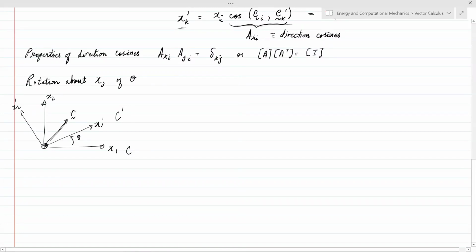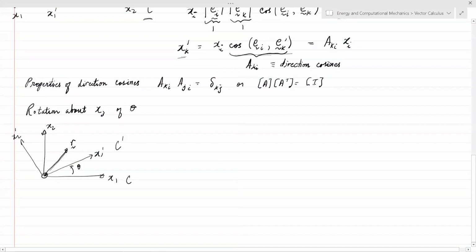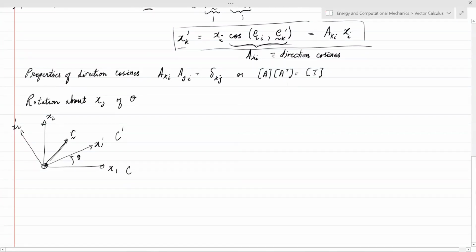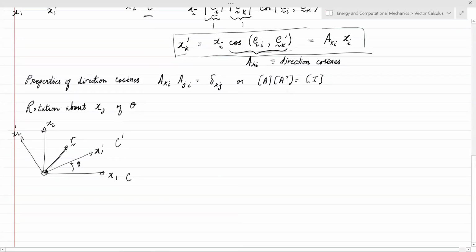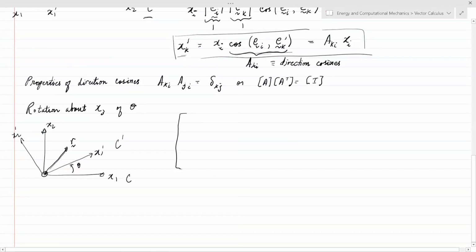Well, very simply, all you have to do now is calculate the angle between x1 and x1 prime and so forth to figure out the relationship right here. That's the relationship we found. So let's populate that so you can see how that works. And I'm going to find what A is first.